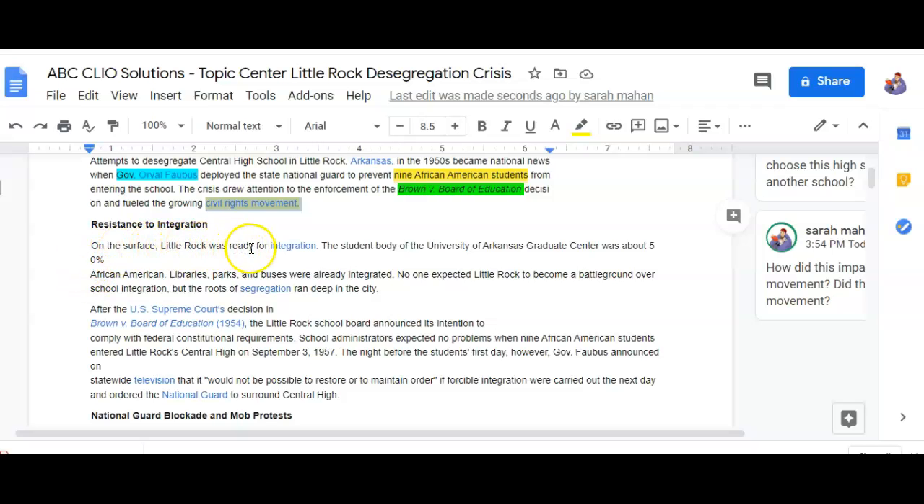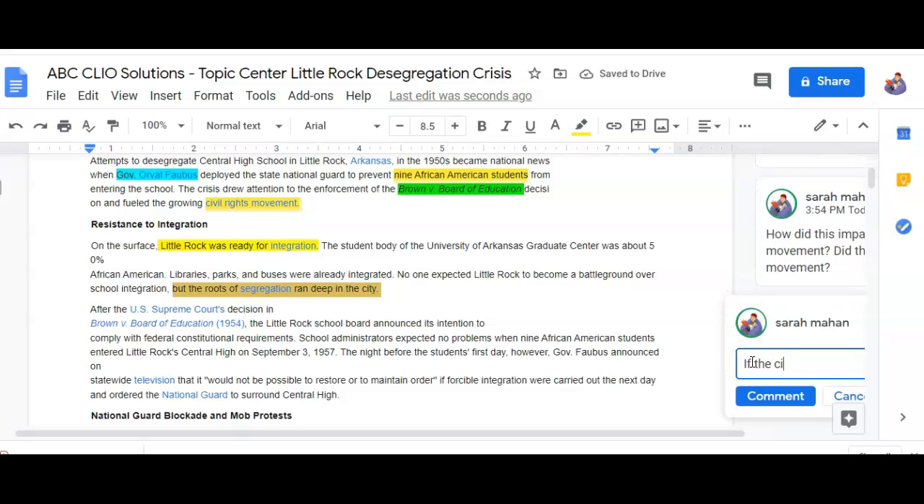It says, on the surface, Little Rock was ready for integration. The student body of the University of Arkansas's Graduate Center was about 5% African American. Libraries, parks, and buses were already integrated. No one expected Little Rock to become a battleground over school integration, but the roots of segregation ran deep in the city. So here it's telling me that this should not have been such a huge issue. So why? If they were ready for it, why then did it become a huge issue? And what were the roots for the hate and the segregation?